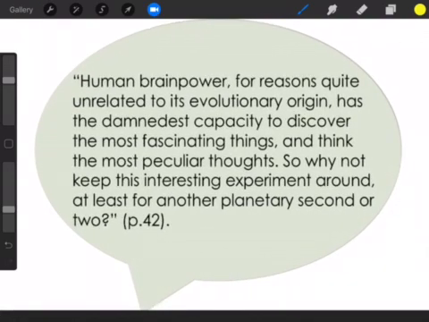Another quote from his prologue is that human brain power, for reasons quite unrelated to its evolutionary origin, has the darndest capacity to discover the most fascinating things and think the most peculiar thoughts. So why not keep this interesting experiment around, at least for another planetary second or two? So here he's arguing that we could do a little bit to help the planet to keep this experiment going, if not for our own selfish needs, but because looking at it from a larger picture, this is something very rare and unique. He does this in a way that makes people think of their lives from a new viewpoint.